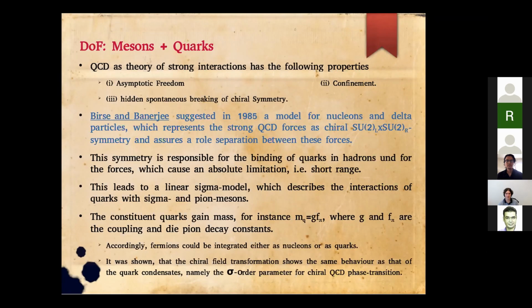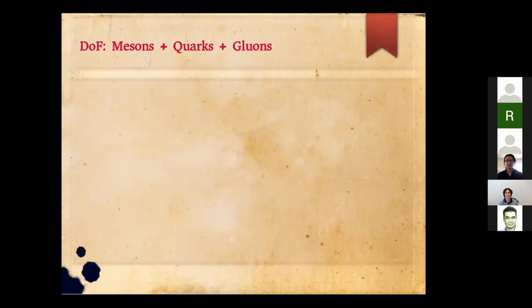It has been shown that the chiral field transformation has the same behavior as that of the quark condensate, namely that the sigma coupling is a kind of order parameter describing the chiral QCD phase structure, and from that time we have been using this model to study QCD at the quark level as well.